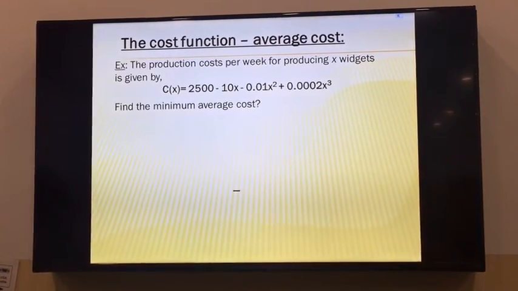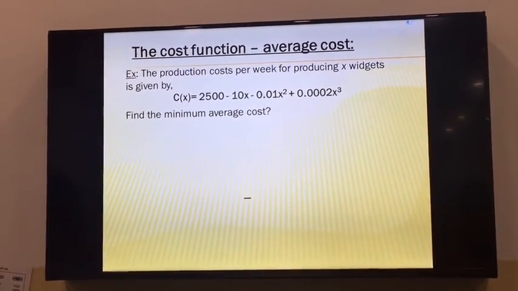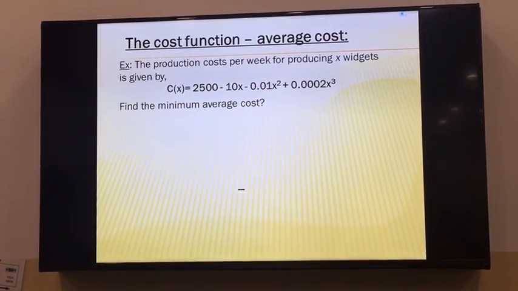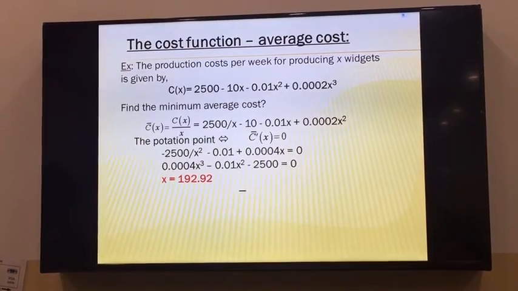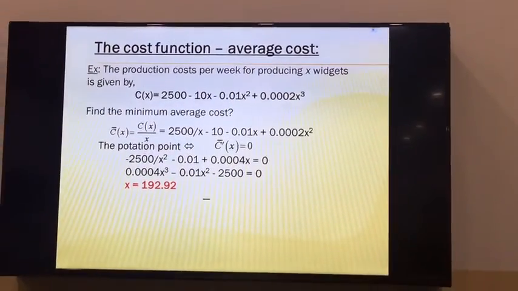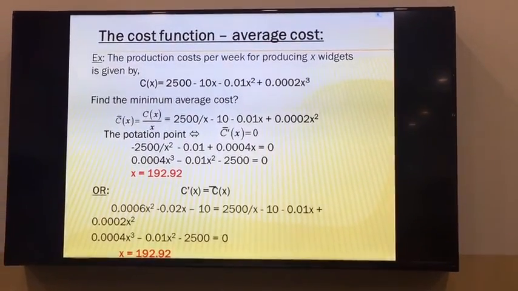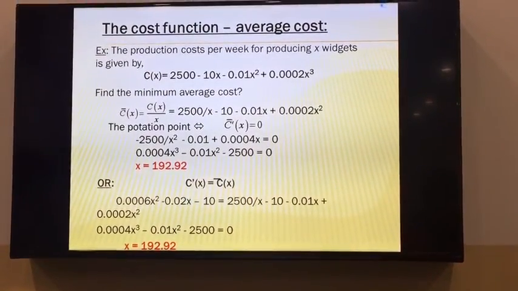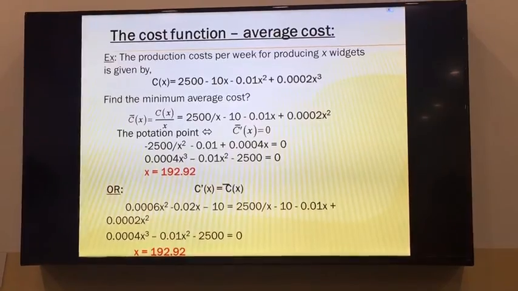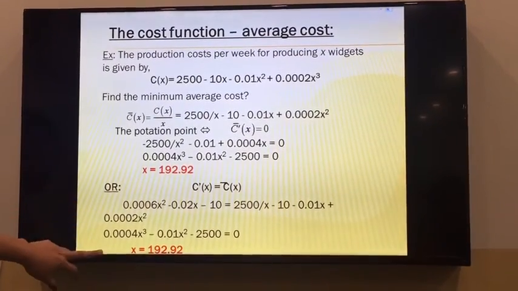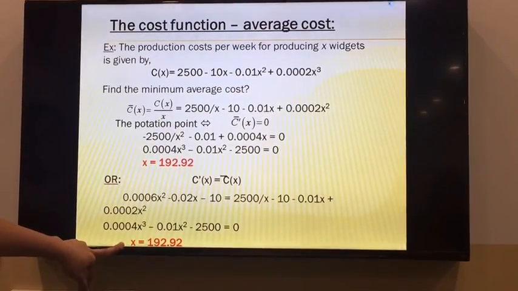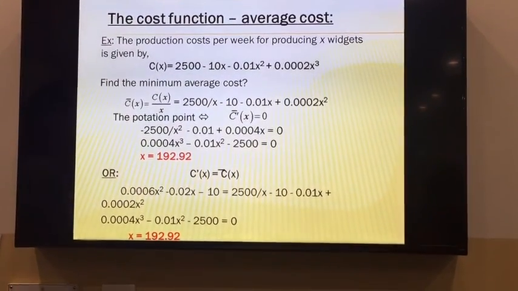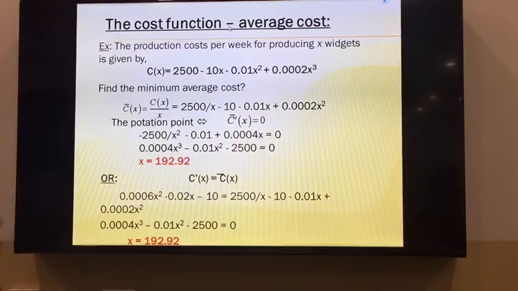Let's come back to the above example about finding the minimum average cost. Basically, I will differentiate C of x, and I also have another solution for this equation. We will apply the consequence rule above: the marginal cost equals the average cost, and the final answer is similar to the first one here. And thank you for listening to our presentation.